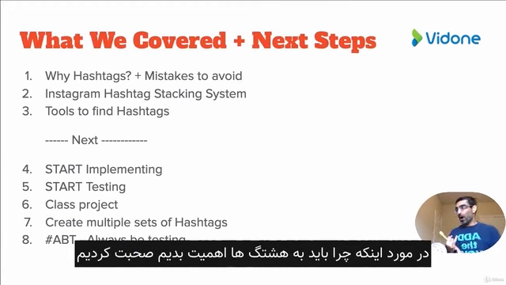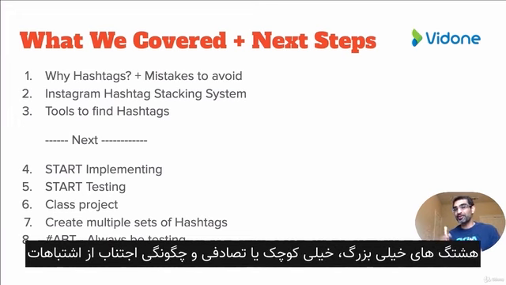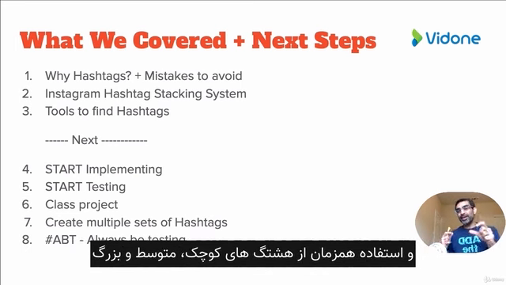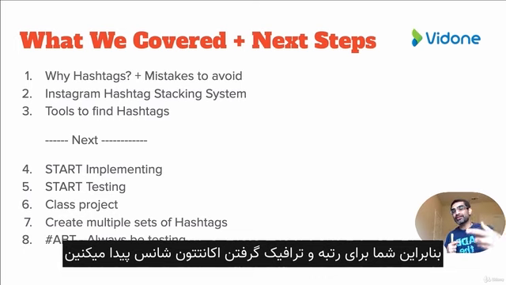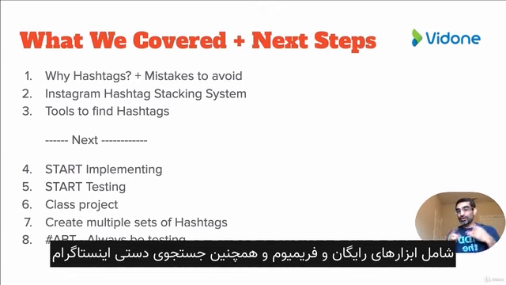We talked about why we should care about hashtags, and also the common mistakes people make. Remember the too big or too small or the random hashtags and how to avoid those. And then we looked at the Instagram hashtag stacking system, the use of small, medium, and big hashtags together so you have a chance of getting ranked and also getting traffic to your account. And then also we looked at several different tools, including the free tools, freemium tools, and also the manual, Instagram's search bar, to research your hashtags.